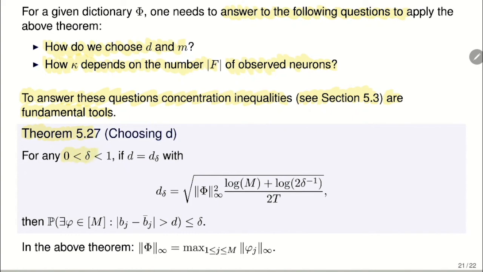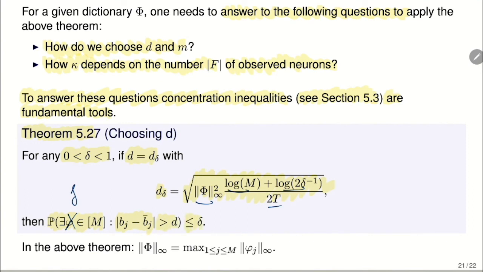For any fixed delta in (0, 1), I can take D, which is D of delta, where D of delta is the square root of the sup norm of the dictionary squared times log m plus log of 2 over delta, and this sum divided by 2T. So if I choose D of delta like this, then the probability that there exists j in 1 to m, such that the difference between b_j and b bar is strictly larger than D, is smaller or equal than delta.